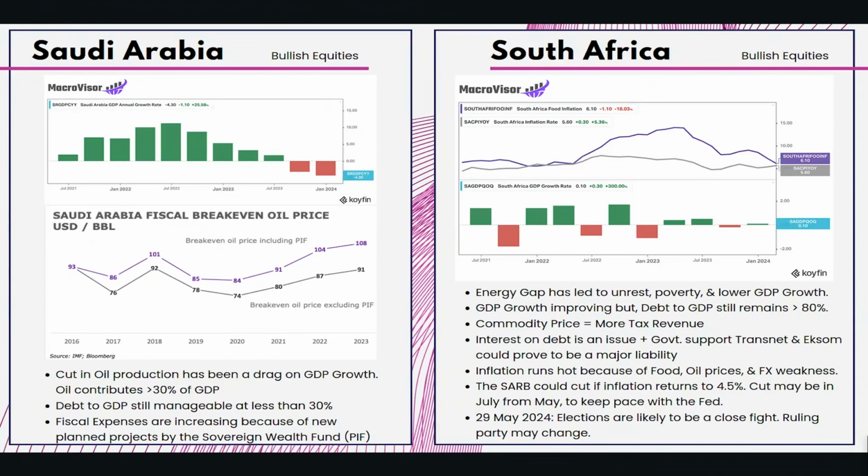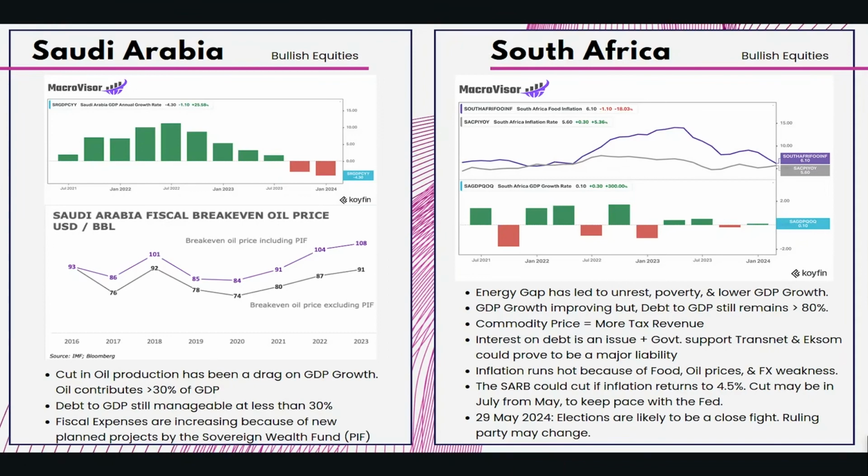The second country is South Africa, where we also remain bullish on equities. It's an interesting situation. South Africa has been in a very tough situation for the last few, I want to say, years, with power outages weighing on the economy. Inflation has also been reaccelerating because of food shortages, again, those weather issues, higher energy prices, and a weaker currency.